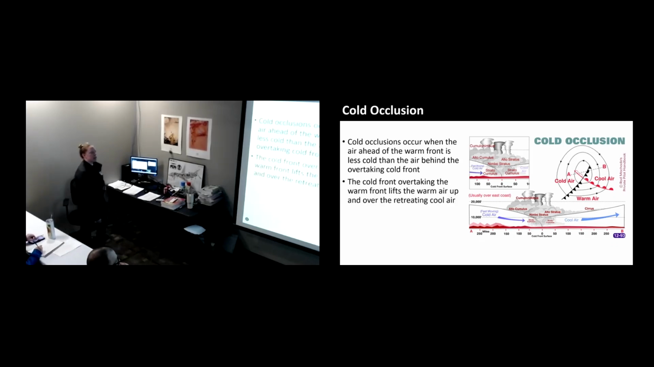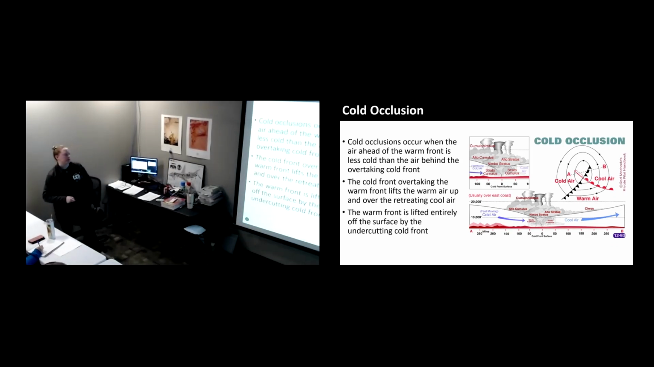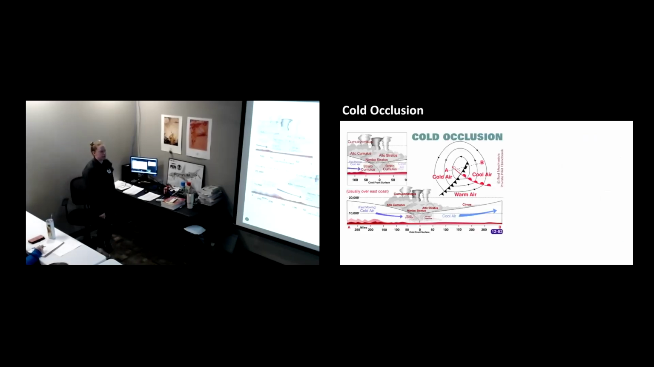The cold front overtaking the warm front lifts the warm air up and over the retreating cold air. So remember, a cold front is when the cold air mass overtakes and pushes the warm air out of the way, right? This one, there is already a warm moving front. The cold air comes up behind it and kind of covers it. That's the difference between these two. The warm front is lifted entirely off the surface by the undercutting cold front. Oop, it's gone.